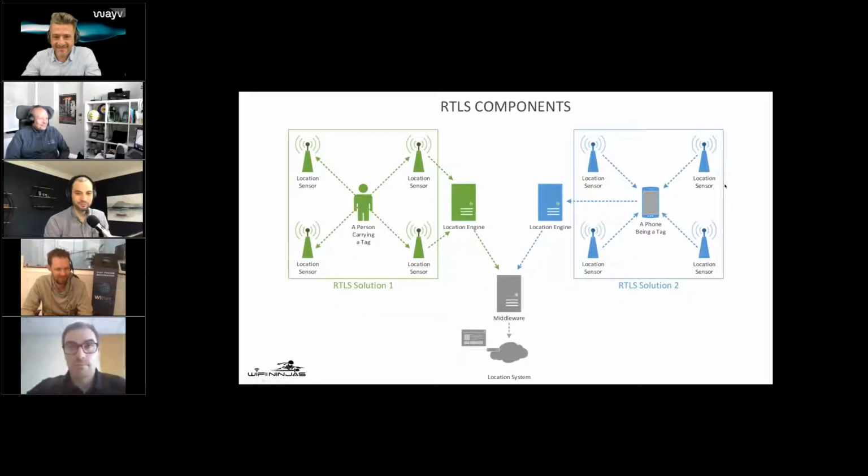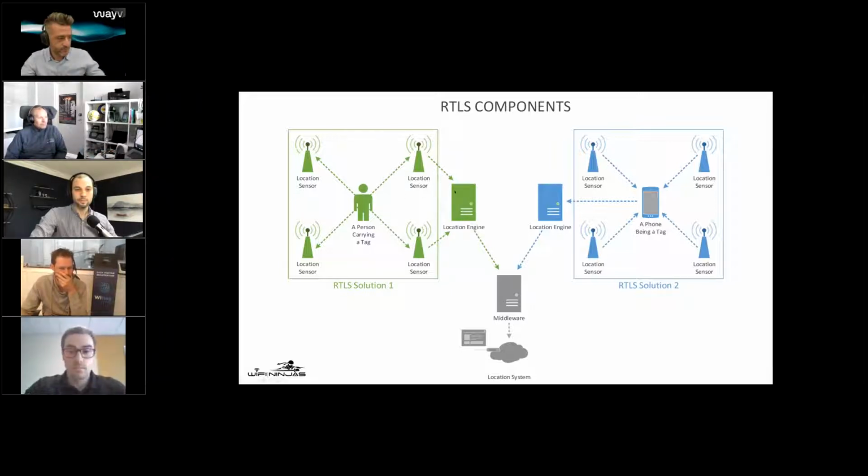So let's start with the RTLS components. First of all, what is the RTLS? RTLS is location services, especially indoor, where the GPS cannot be used. With RTLS, we have location sensors that are installed fixed around the building. We have tags, and a tag can be a device. It can be a person carrying a tag. It can be a mobile phone. And everything around RTLS is about locating this tag with the use of location sensors.